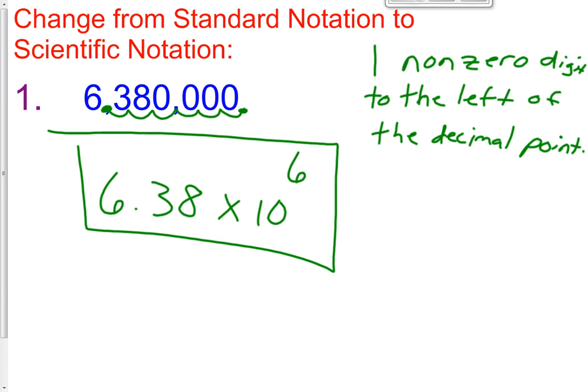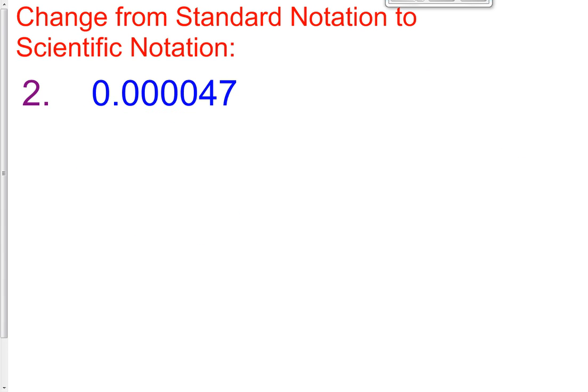If you move the decimal point left, you have to have a positive exponent when you multiply by 10. 6.38 times 10 to the 6th. Let's try number 2. This one is a very, very small number, 0.000047. I don't have any non-zero digits to the left of my decimal point, so I have to move my decimal right.